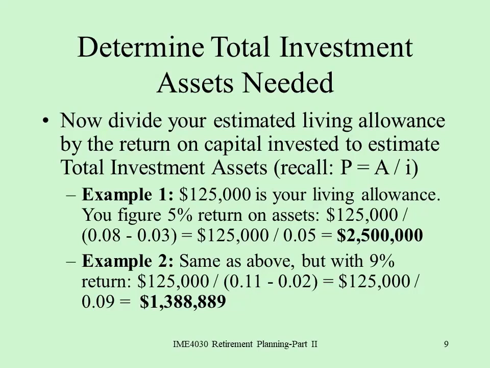Now, if you wanted to spend your capital, you could live on less, but then if you run out of money before you die, then you're destitute. So we're not taking that approach here. Example number 2, you can see that if we expect to have a higher return on our capital invested of, say, 9%, then we only need $1,388,000 plus at time of retirement. So let's go to slide number 10.